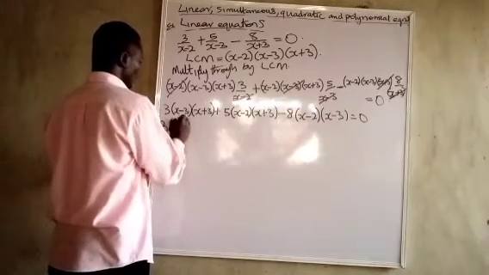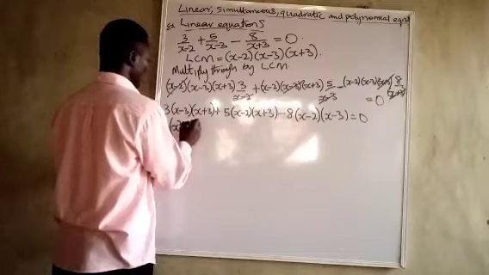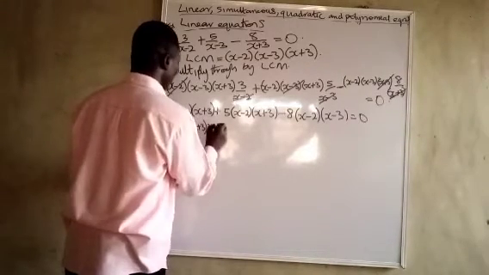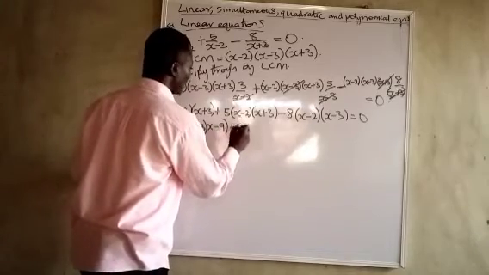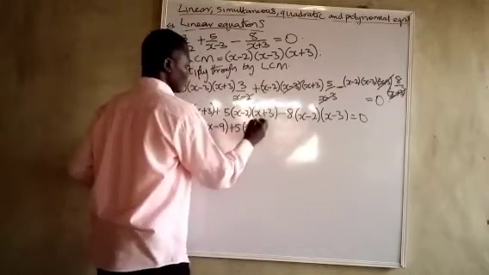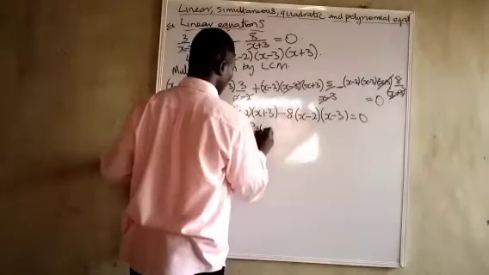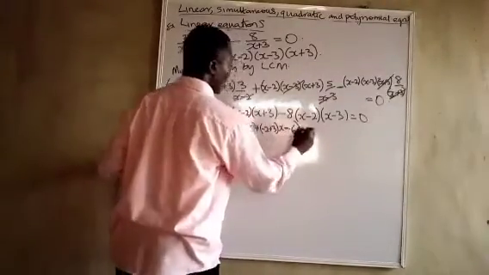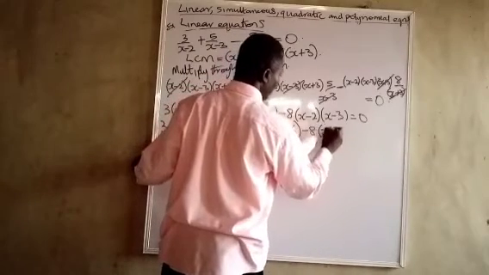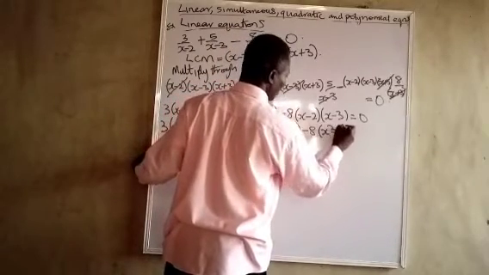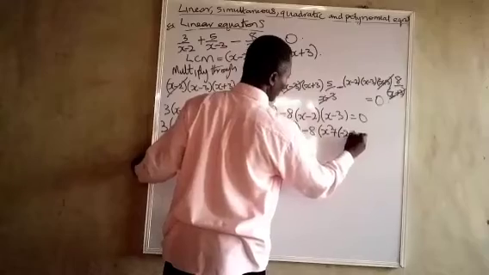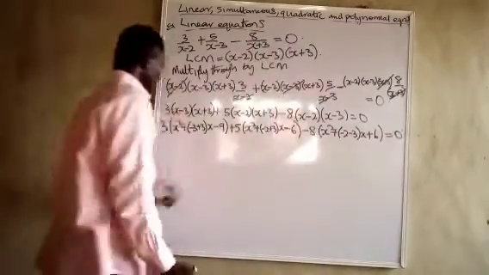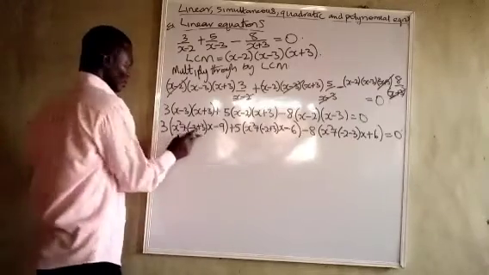3 into x squared plus minus 3 plus 3 into x minus 9, plus 5 into x squared plus minus 2 plus 3 into x minus 6, minus 8 into x squared plus minus 2 minus 3 into x plus 6 is equal to 0. You can see. Okay, let me do it again.